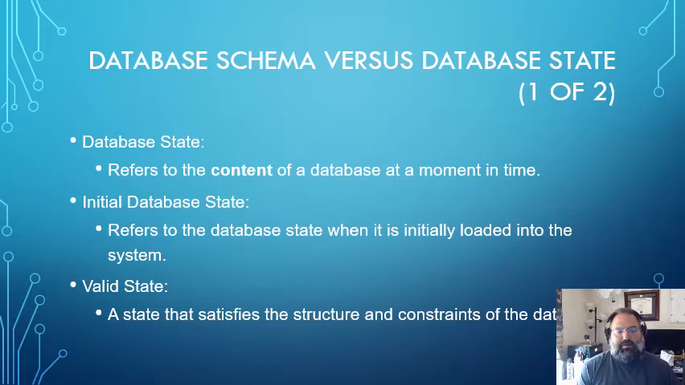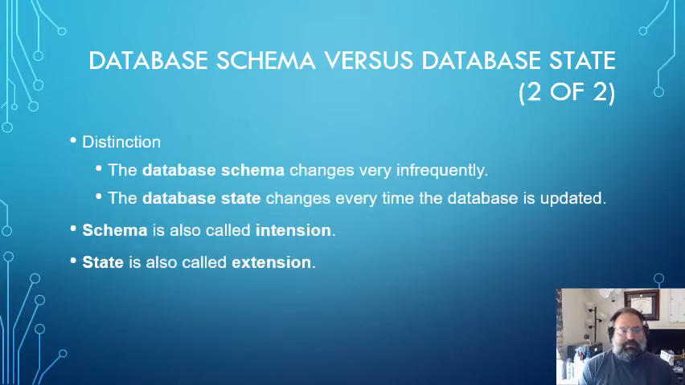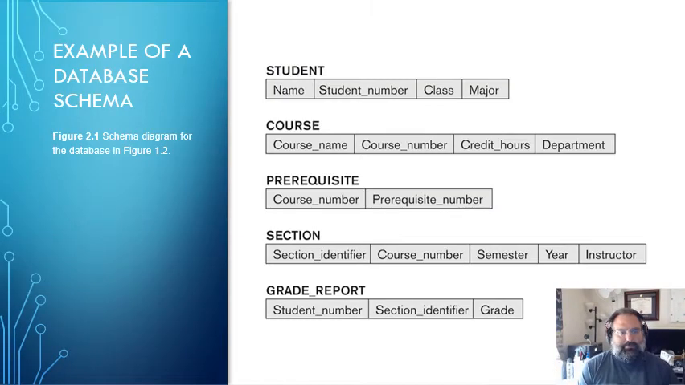Database state refers to the content of the database at a moment in time, where the initial data state refers to the database state when it's initially loaded into the system. Valid state is a state that satisfies the structure and constraints of the database. Distinction: the database schema changes very infrequently. The database state changes pretty much every time the database is updated, so anytime a transaction occurs. Schema is also called the intension, and state is also called the extension.